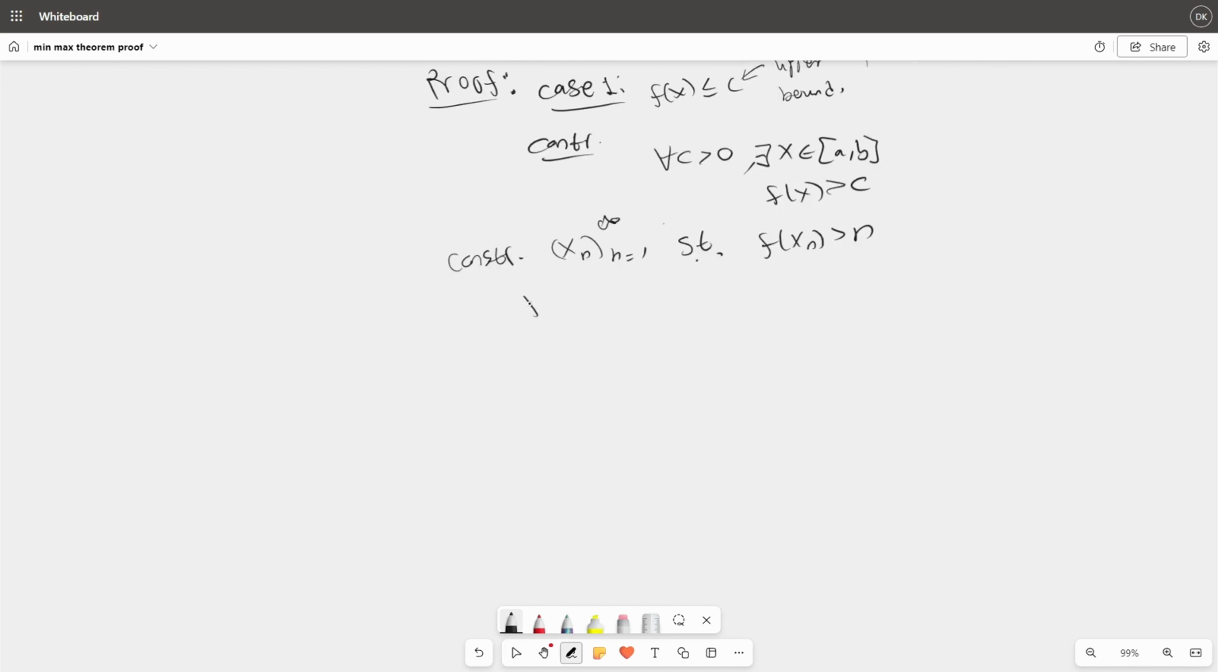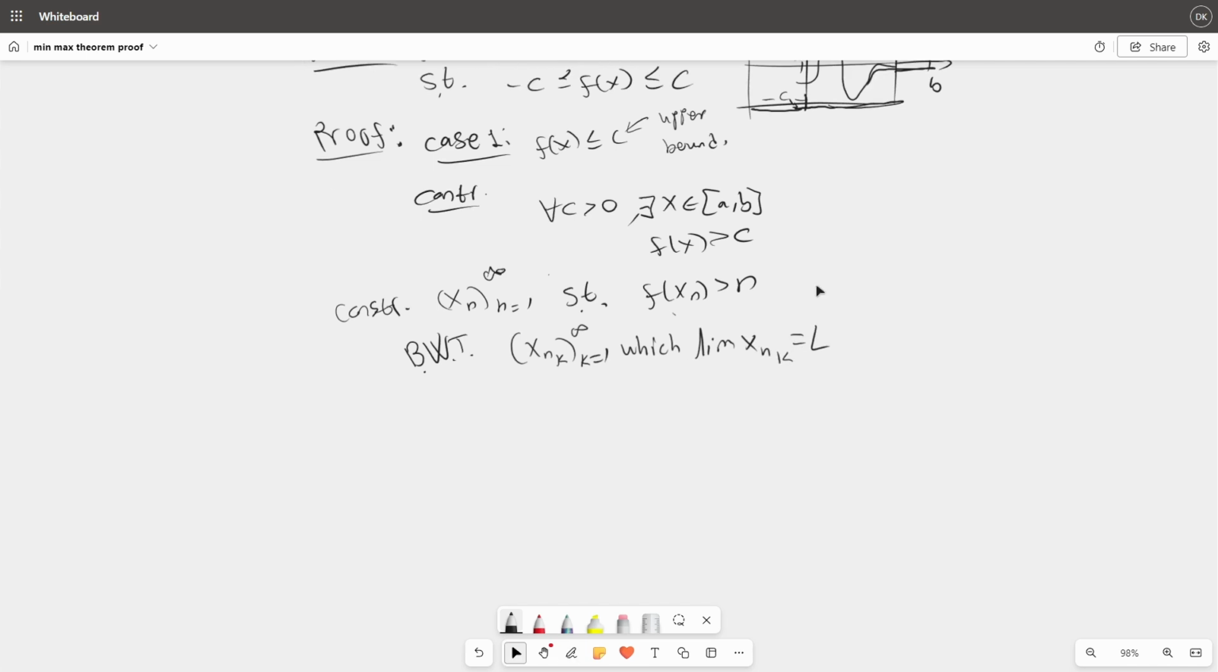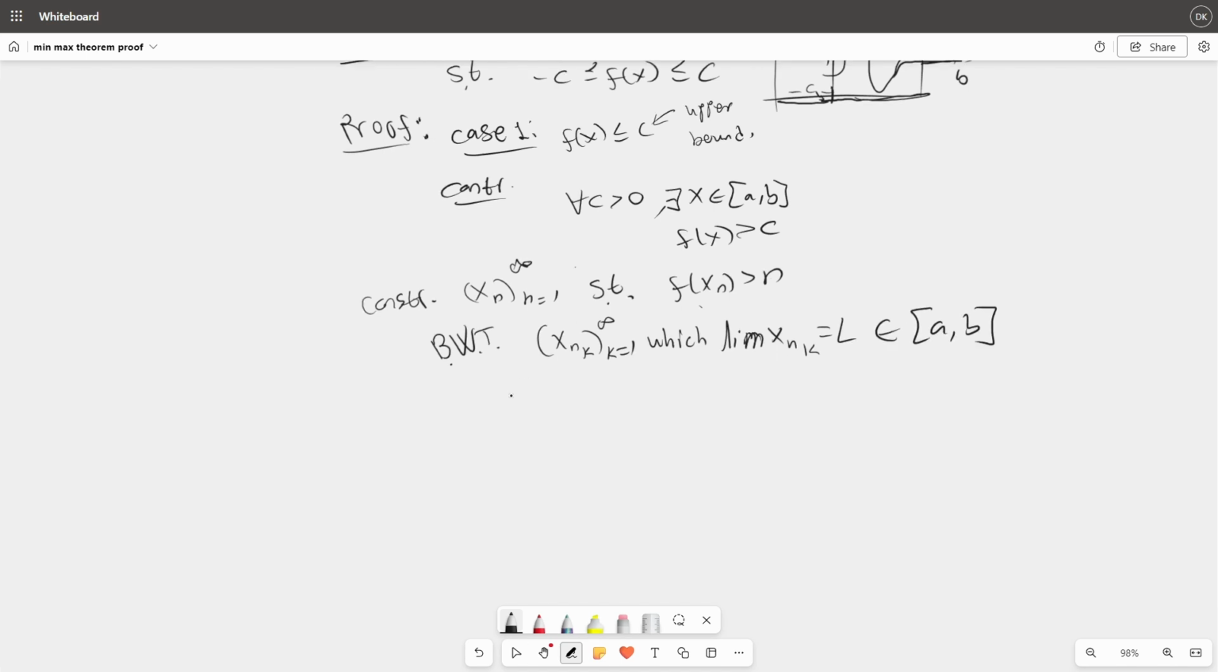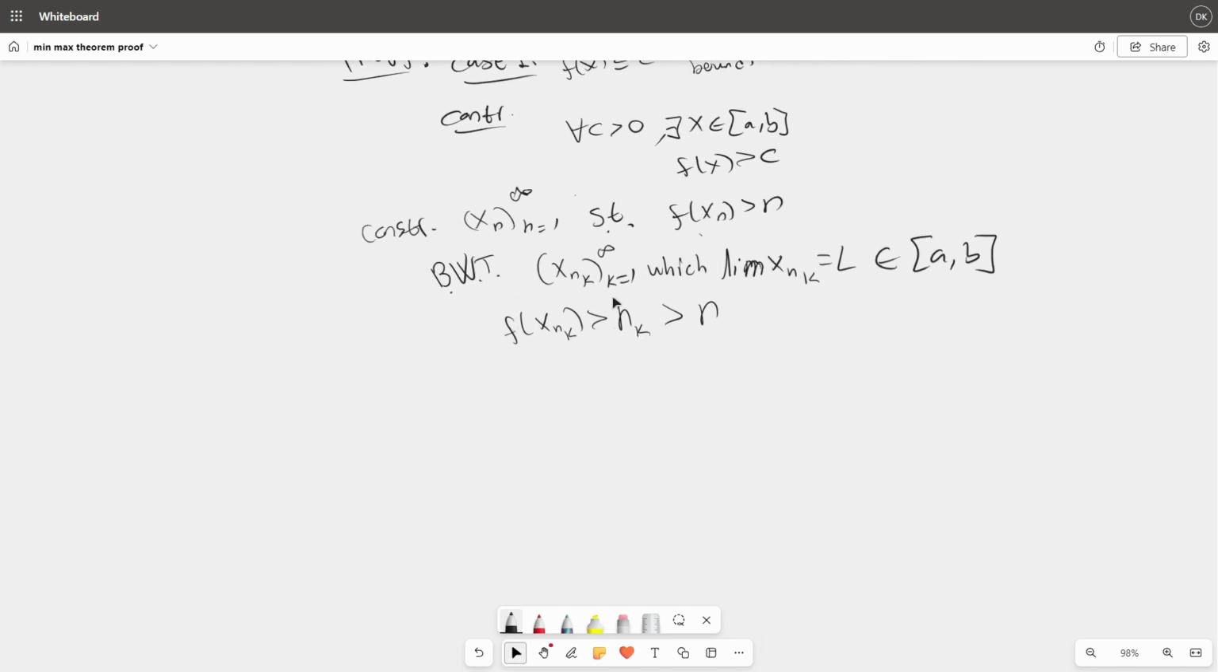We use the Bolzano-Weierstrass theorem to construct a subsequence, which we'll call x_{n_k}, such that the sequence is finite and converges within the closed interval. Another thing we can state is that f(x_{n_k}), our subsequence, has to be greater than n_k, which is at least k. In other words, when we put the subsequence inside the function f, we know that it is always bigger than n.